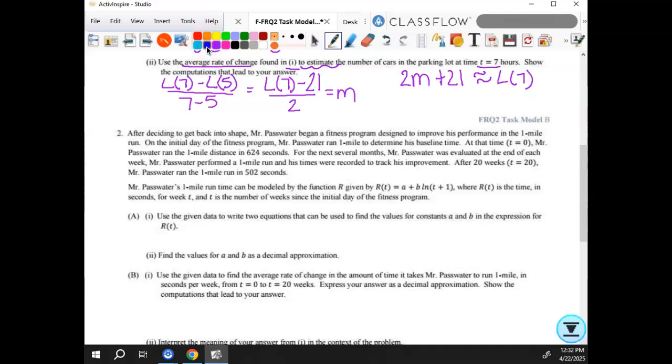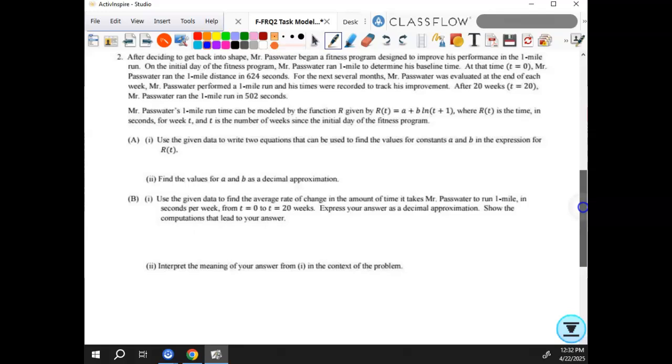And this one might sound familiar. We did part of this that I edited a little bit. We did it for something else, but it's not like you're going to remember it, and it's not exactly the same anyway. But after deciding to get back into shape, Mr. Passwater began a fitness program designed to improve his performance in the 1-mile run. On the initial day of the fitness program, Mr. Passwater ran 1 mile to determine his baseline. So at t equals 0, Mr. Passwater ran the 1-mile distance in 624 seconds.